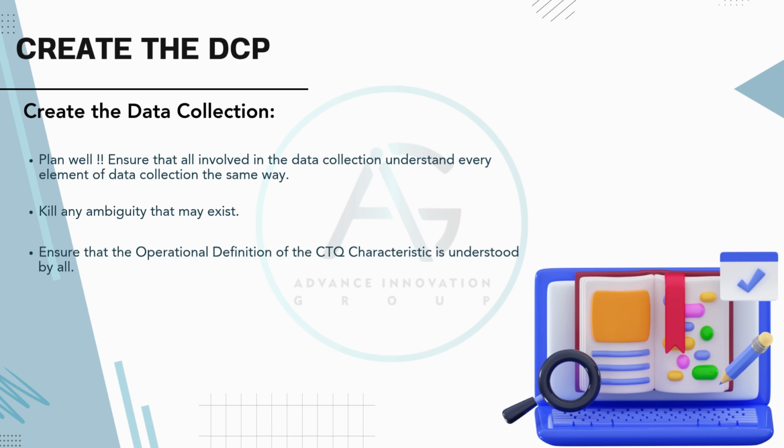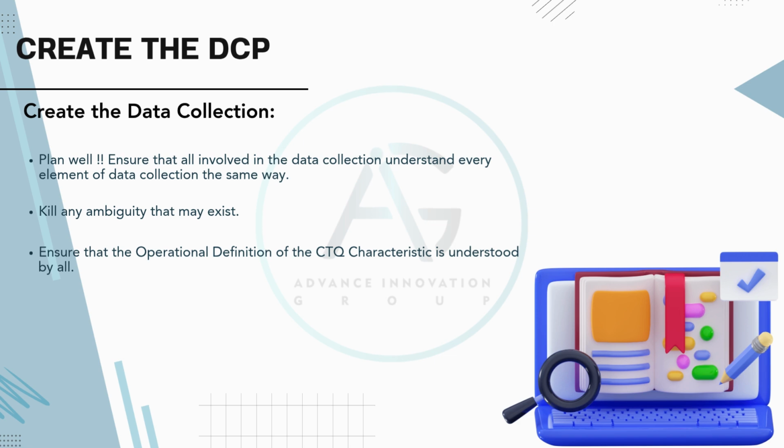Plan well. Everyone participating in data collection must understand what data to collect, how to collect it, and when. The method must be standardized and repeatable. Eliminate ambiguity. If people interpret data definitions or collection steps differently, you'll end up with inconsistent data. That's a serious risk in analysis. And finally, make sure the operational definition of the CTQ is crystal clear to all. This ensures that no matter who measures, the result is always the same.